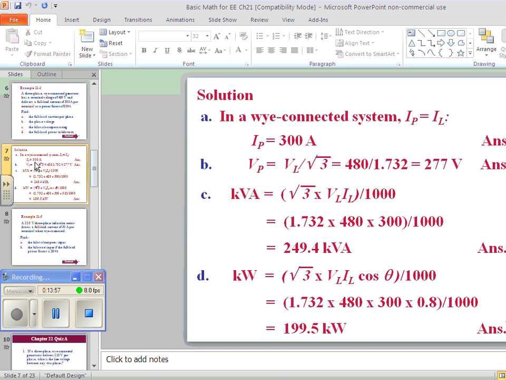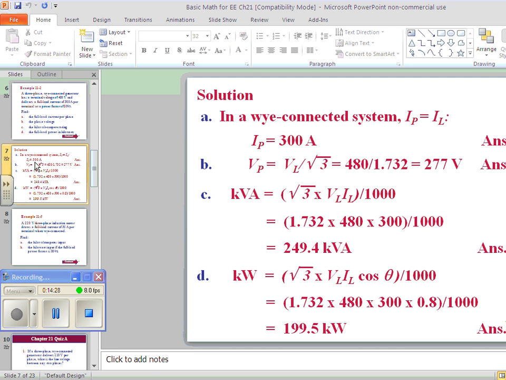Now it says, what is our apparent power? And now you know that we're doing line totals, we use square root of 3 times the phase current times the phase voltage gives us the apparent power, right? Okay, so square root of 3 times 480 times 300, and that'll give us our apparent power. And to turn it into proper engineering notation, we're going to divide by 1,000 to get 249.4 kVA.